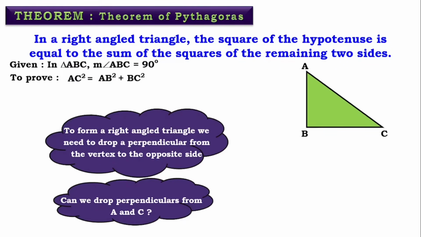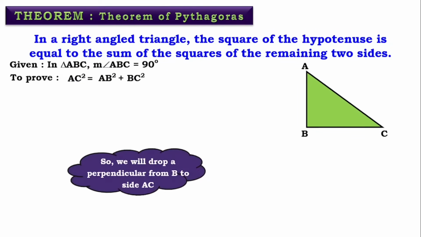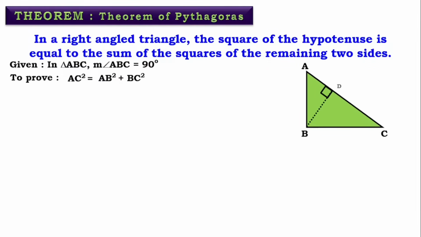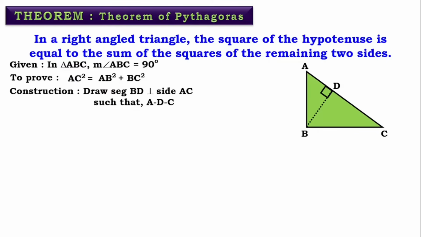Can we draw perpendicular from A and C? No. We already have it over here in the figure. So we will drop a perpendicular from B to side AC. So what I'll do, I'll drop a perpendicular from vertex B to side AC. See this like this. So this BD is perpendicular to hypotenuse AC. And that will come in your construction part. So I have a construction over here. Construction: draw segment BD perpendicular to side AC such that A-D-C.